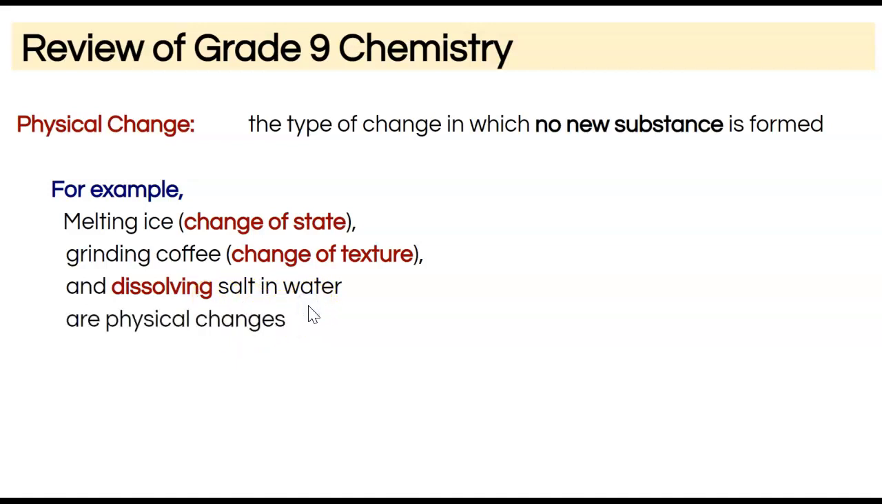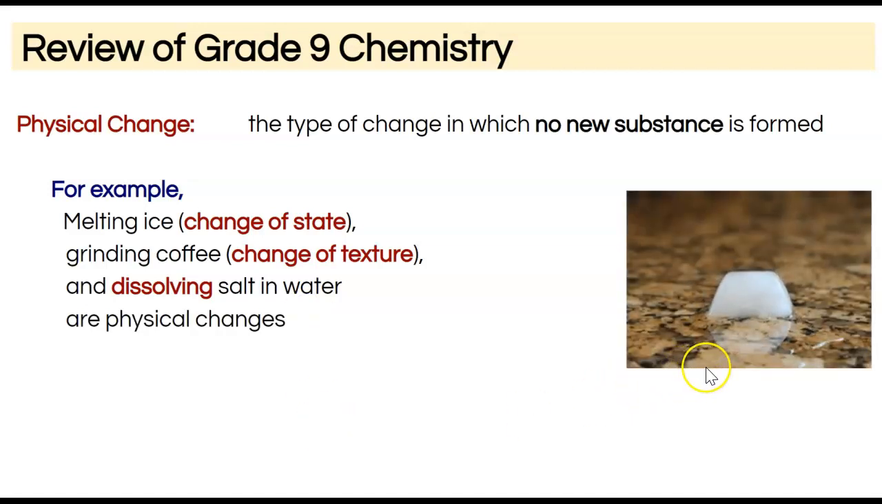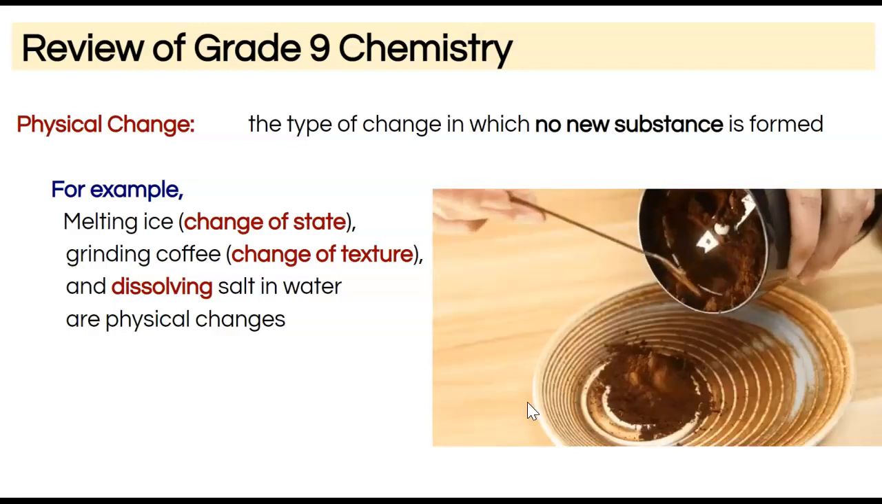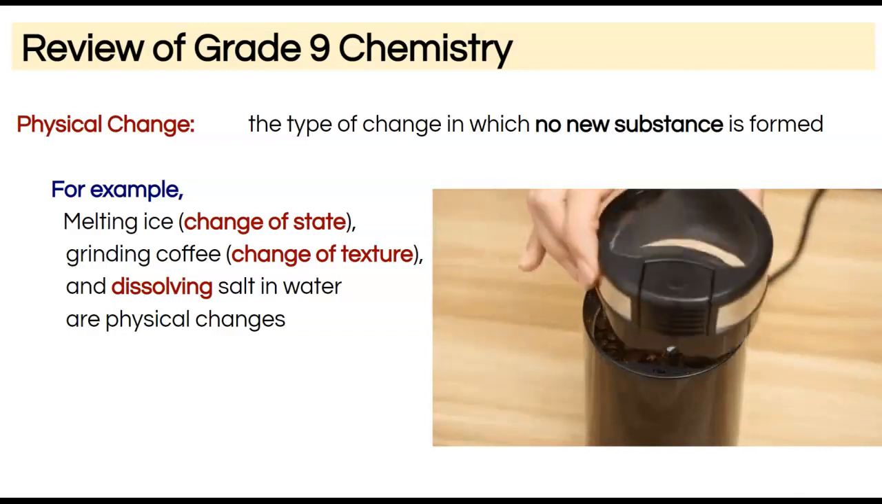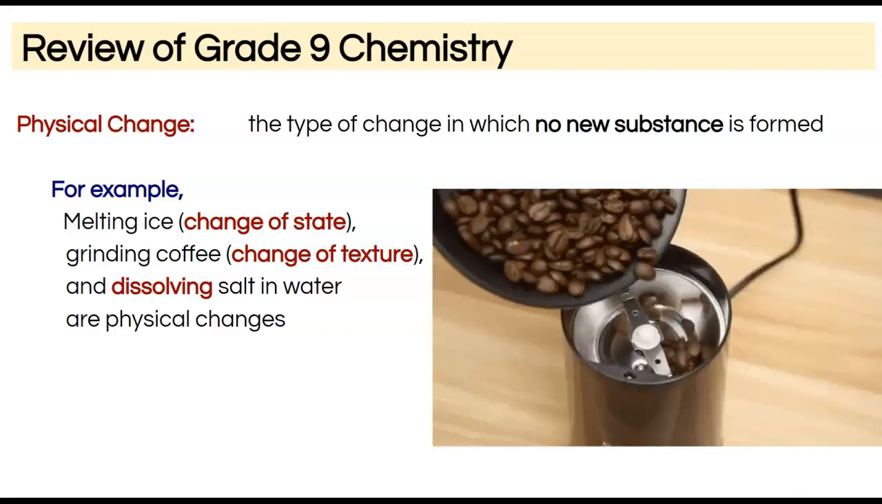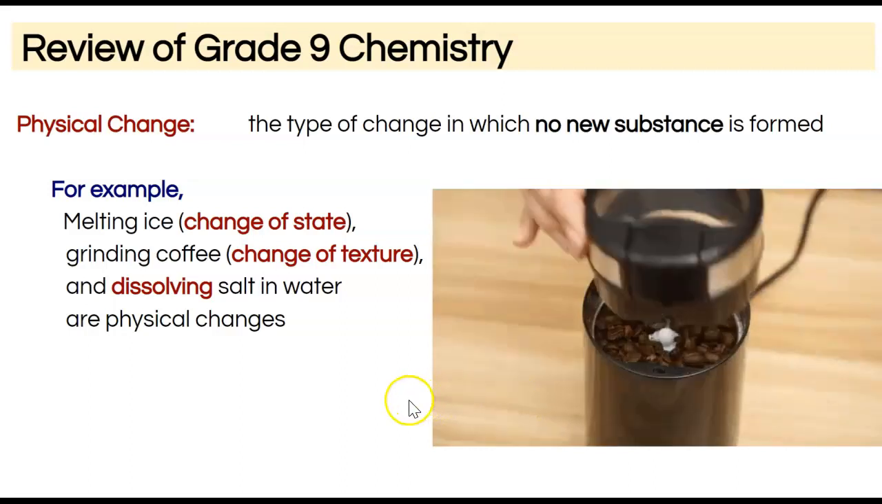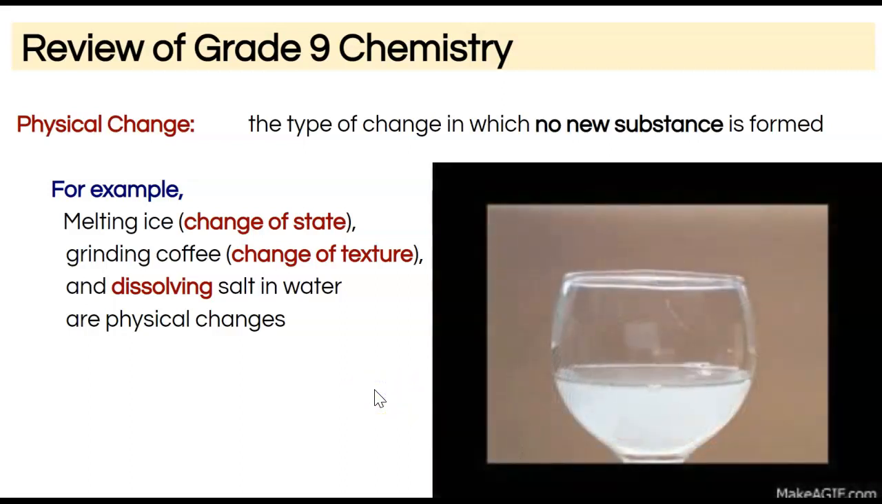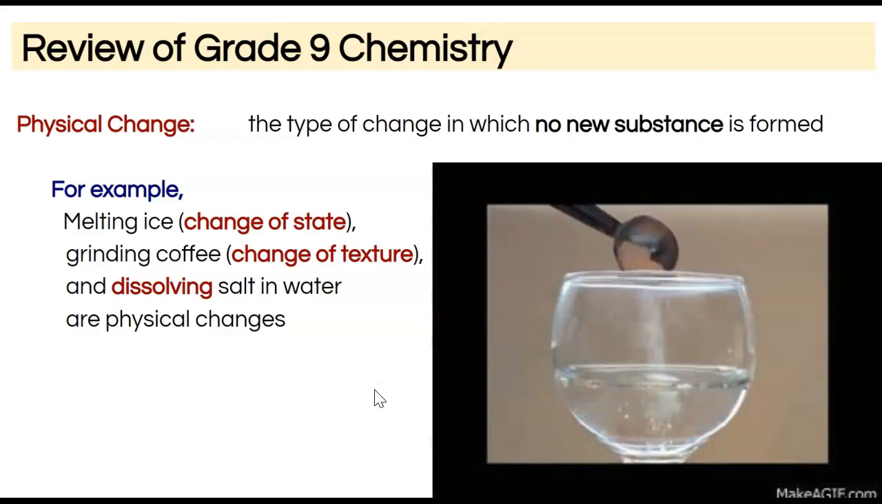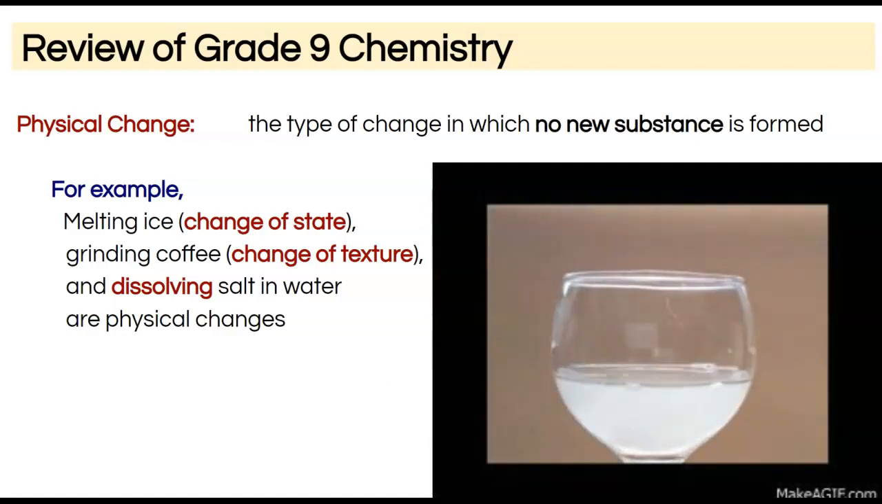Let's talk a little bit more about each of these physical changes. Again, we see this ice melting. Whether I have water in solid form or water in liquid form, I still have water. There's no new substance there. If I take my coffee beans and grind them into coffee, I've just changed the texture, but I haven't created anything new. It's still just coffee. And lastly, the dissolving one. Again, students struggle with this a little bit more, but I'm going to try to explain it.